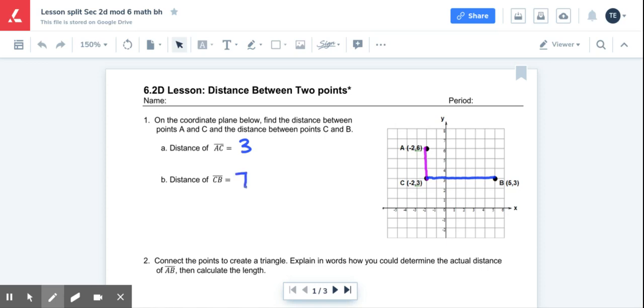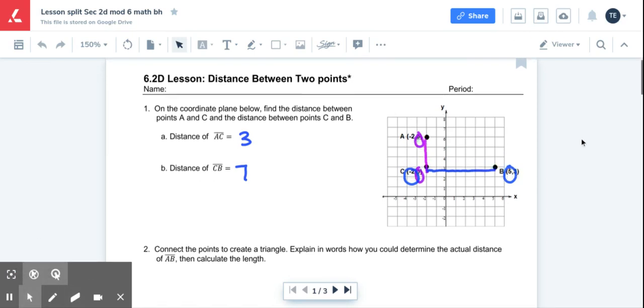I could also look at the coordinates. So when I had AC, the -2s and -2s were the same. So I was just really looking at the difference between the 6 and the 3, which is a distance of 3. And then when I was looking at the horizontal, the 3's are the same. So I was looking at the -2 and the 5, and -2 is 7 away from 5. So I can look at the coordinates or I can count on the grid.